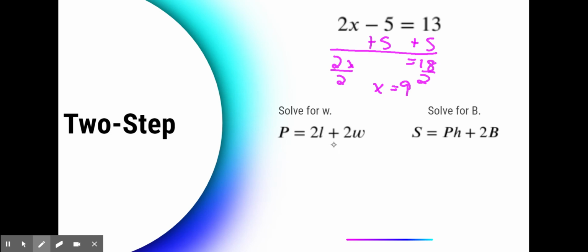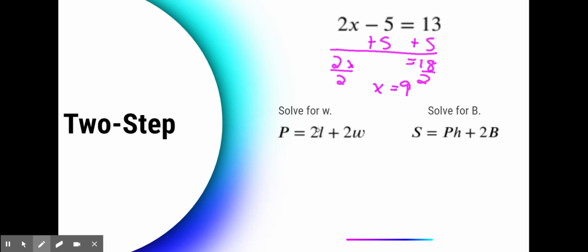two-step literal equations. So here we've got the formula for the perimeter of a rectangle. The perimeter of a rectangle is 2 times the length, because there's 2 lengths, plus 2 times the width. There's 2 widths. We're solving for W. So this is our goal right here, to get W all by itself. So that would be like x up here. And the first thing we need to get rid of is this 2L. That would be like this 5 right here.